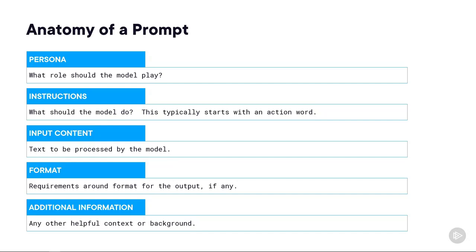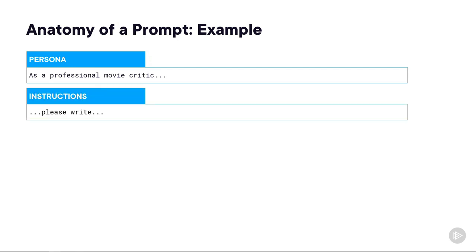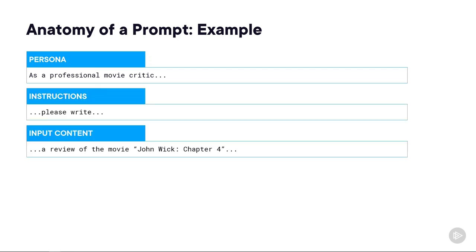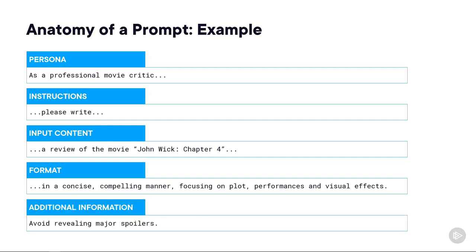But let's look at an example to make this more clear. As a professional movie critic, please write a review of the movie John Wick Chapter 4 in a concise, compelling manner, focusing on plot, performances, and visual effects. And then for additional information, we say avoid revealing major spoilers.